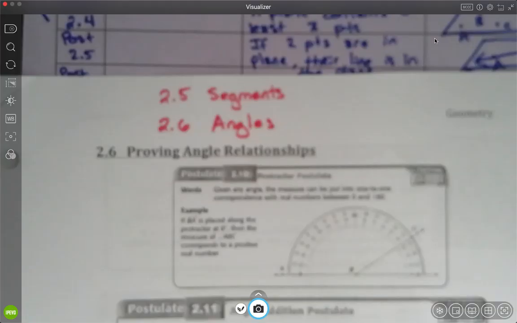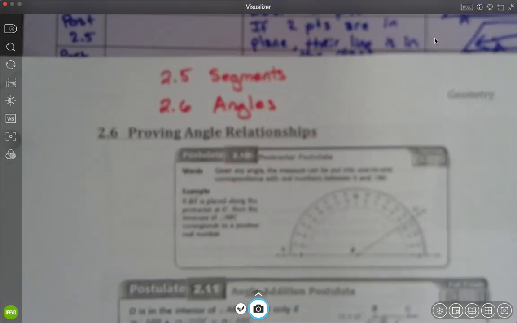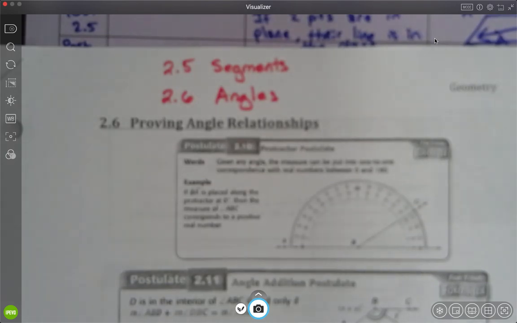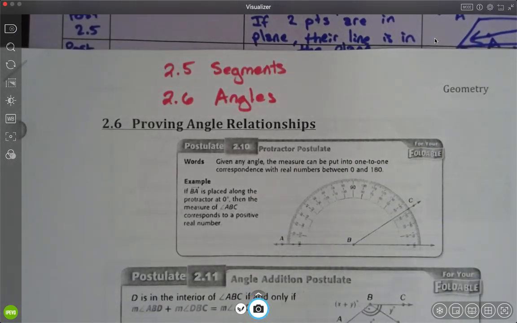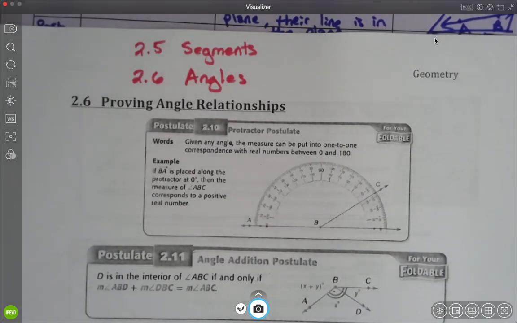Thank you. Okay, so our first postulate here that we have to write down is 2.10. And this is the protractor postulate. Do you remember in 2.5 yesterday where we had the ruler postulate? What did that guy say? It said that we can measure any line segment. Guess what this one says? We can measure any angle with a protractor.